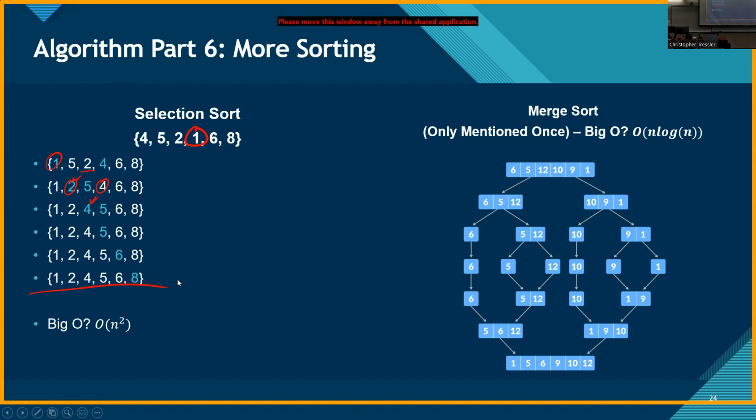And then finally we have merge sort. Merge sort is so complicated to explain, so that's why I decided I'm just going to take a picture from the internet and post it on here.